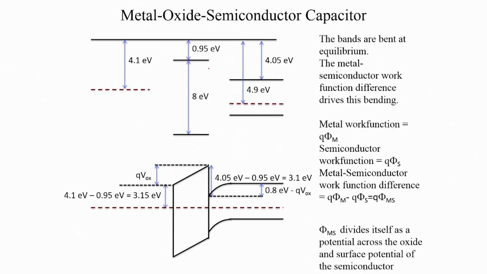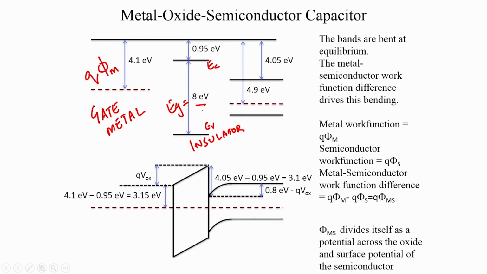We have 3 different structures. First, this is the gate metal, and we have chosen a metal whose work function is 4.1 electron volts. This is the insulator or the oxide, and we have chosen an insulator whose band gap is about 8 electron volts. So it is a large band gap. That is the conduction band, that is the valence band, and that is a large band gap in the insulator. The electron affinity for the insulator is about 0.95 electron volt.